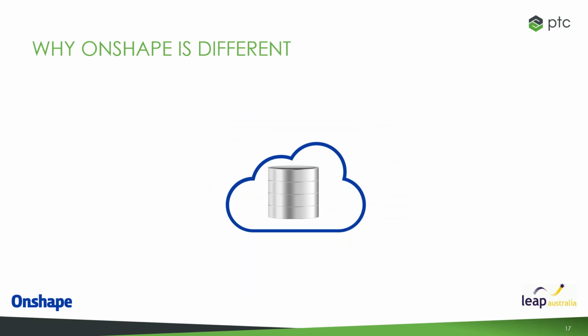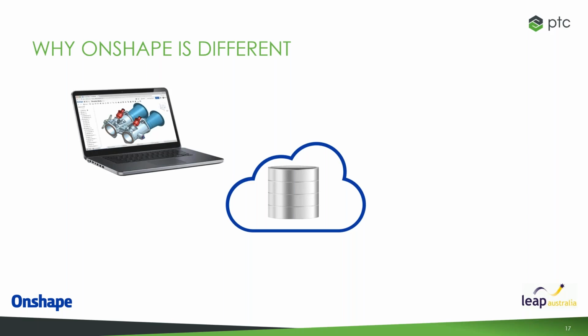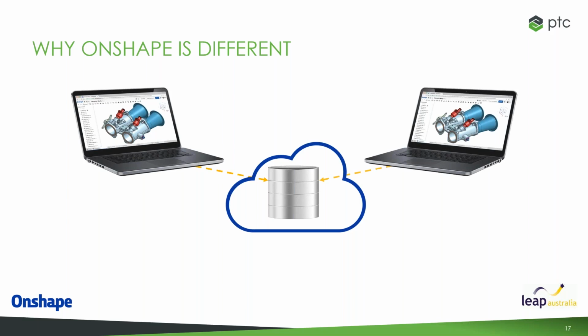So why is Onshape different? All data is stored on a server and no data leaves the server. What I mean is that you could have one user working remotely, accessing data, but Onshape also lets you share the data with multiple people at the same time. So multiple people can work on the same design and project in real time.